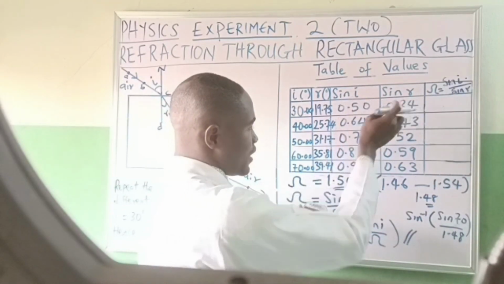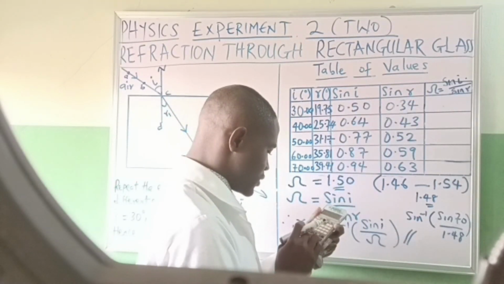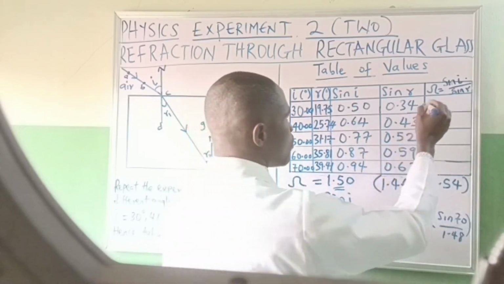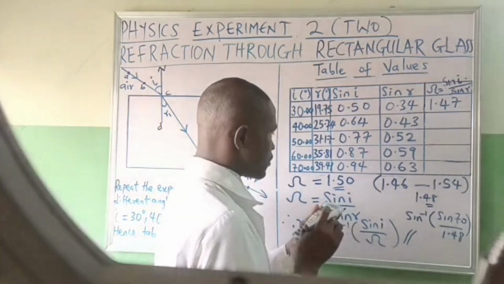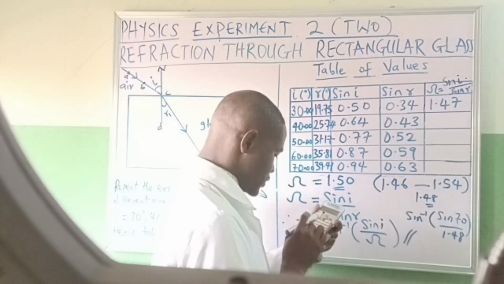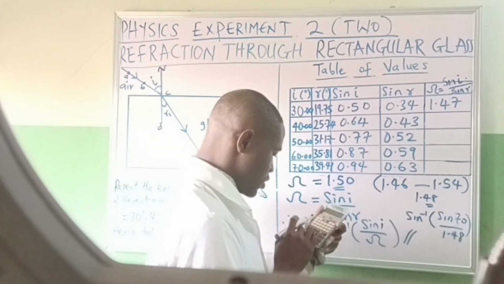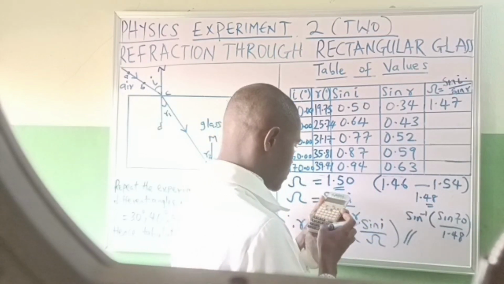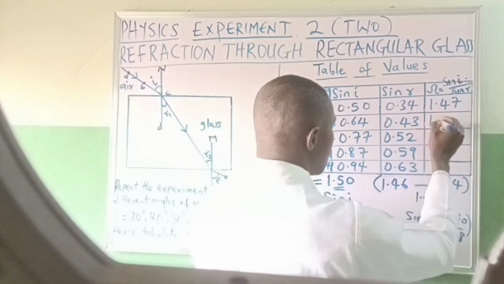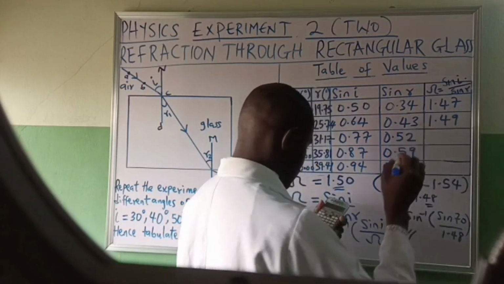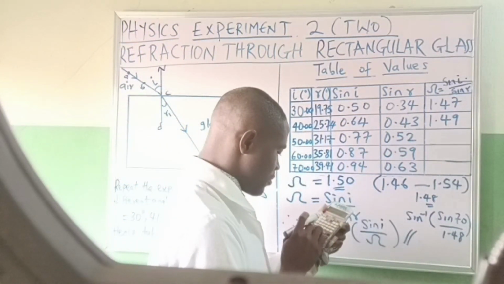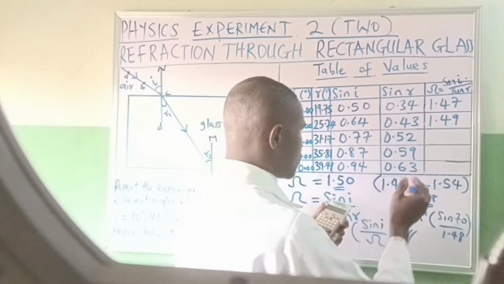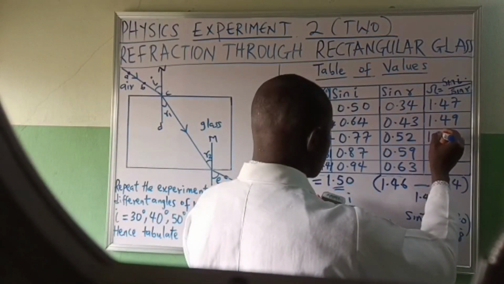Then when I get the value here, 0.50 divided by 0.34 gives 1.47. 0.64 divided by 0.43 gives 1.49. 0.77 divided by 0.52 gives 1.48.